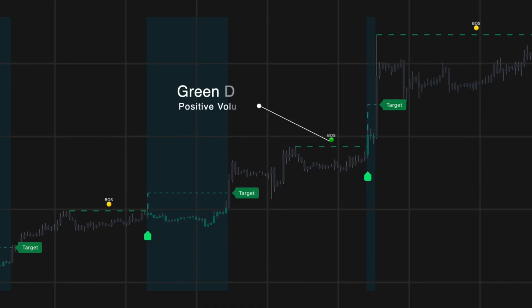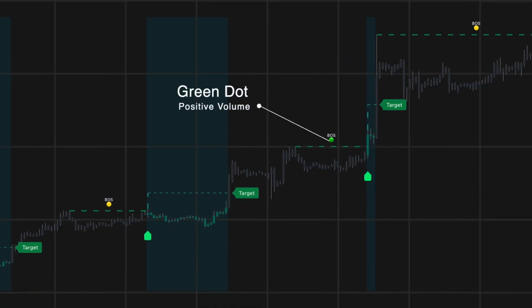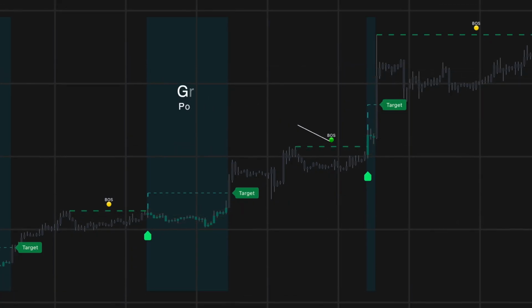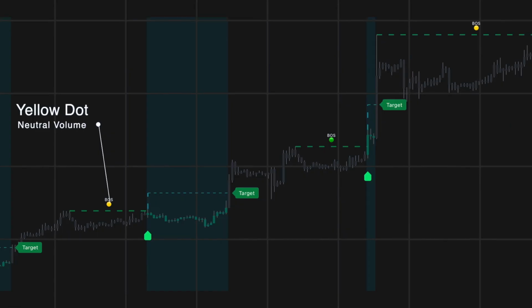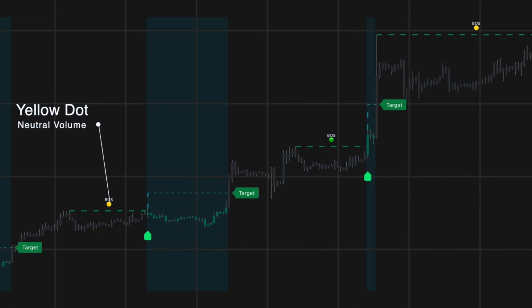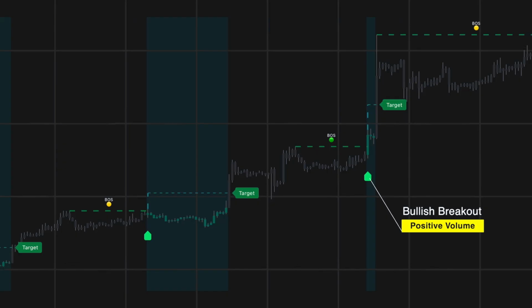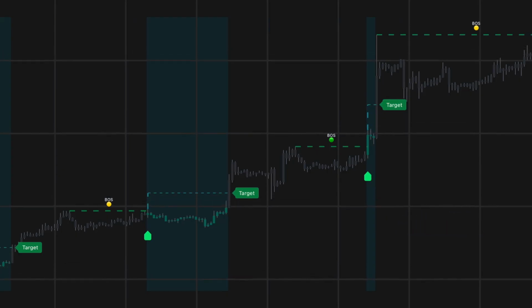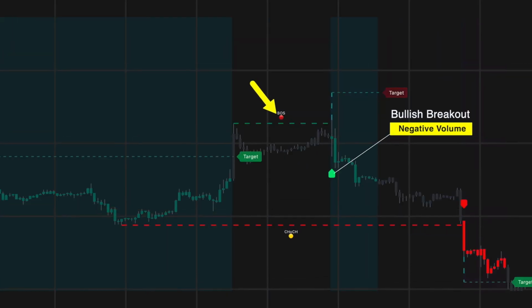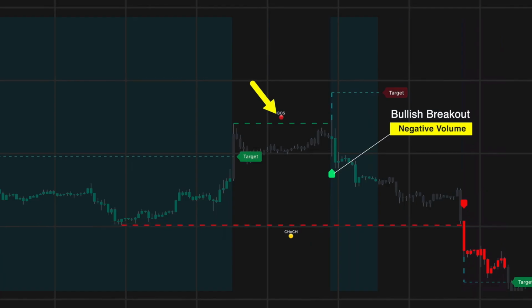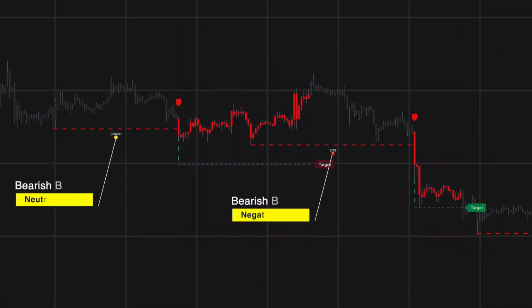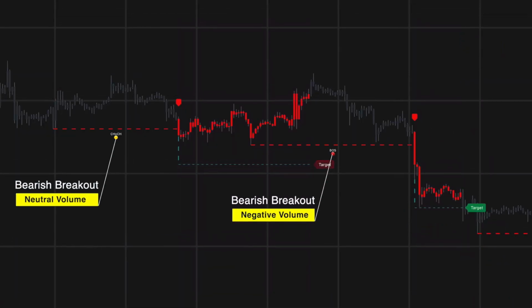The indicator also displays market volume when a breakout occurs. It is shown in a form of a dot that has 3 colors: red, yellow, and green. A bullish breakout with a green or yellow dot is considered strong. If a red dot is present, the trade is not supported by volume. Exactly the opposite is true for bearish breakouts.